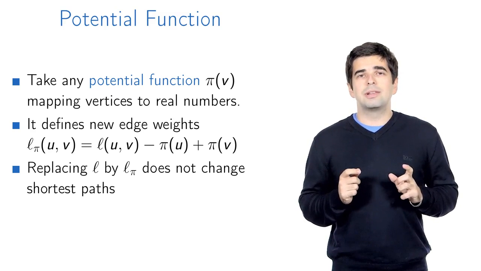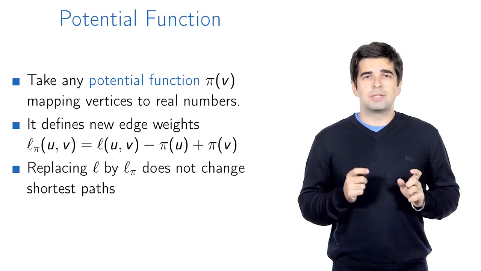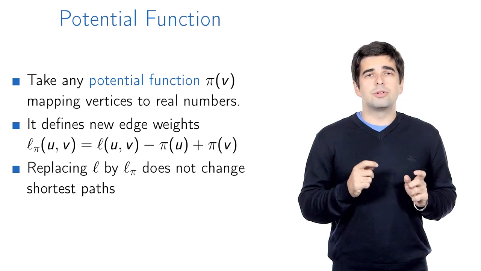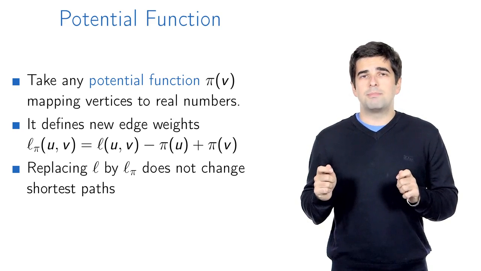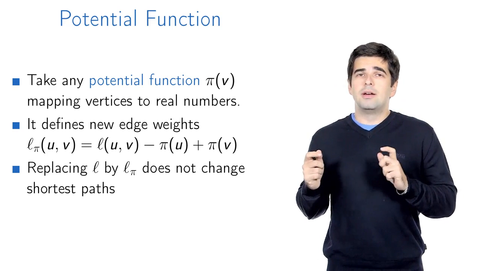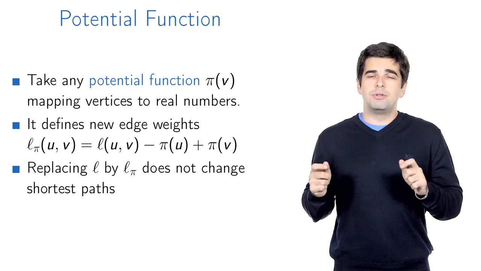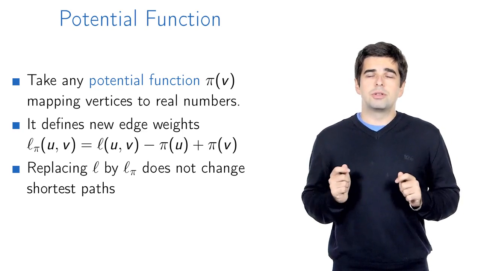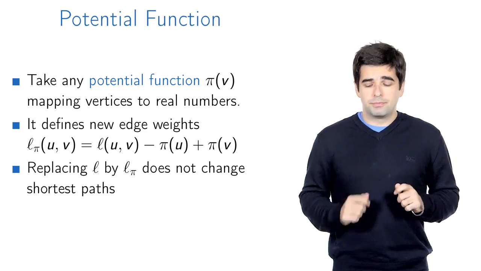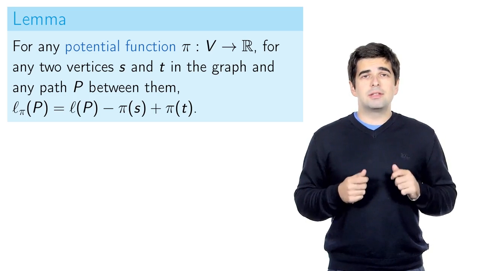What I'm saying is only that the paths themselves, which were shortest in the initial graph, are also the shortest paths between the same pair of vertices in the new graph, and vice versa. The shortest paths in the new graph with new edge weights are also the shortest path between the same pair of vertices in the initial graph. And to prove this, I need this lemma.